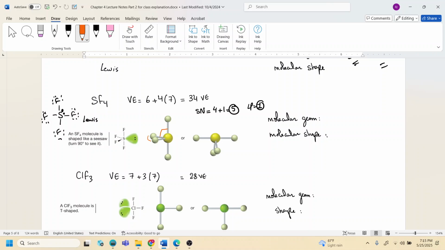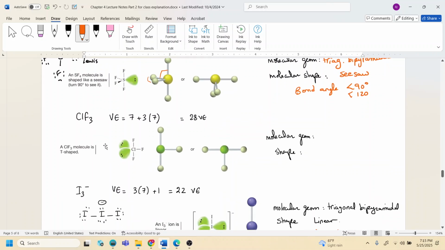The molecular geometry and shape for this one, we said that the molecular geometry is the trigonal bipyramidal. So this one is the trigonal bipyramidal, and the shape is going to be a seesaw. Seesaw has a bond angle less than 90 degrees, and it does have a bond angle less than 120 degrees.